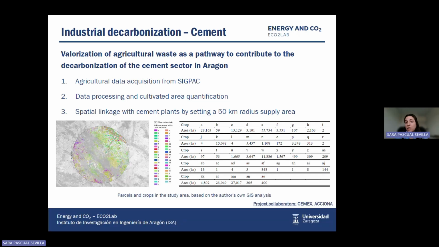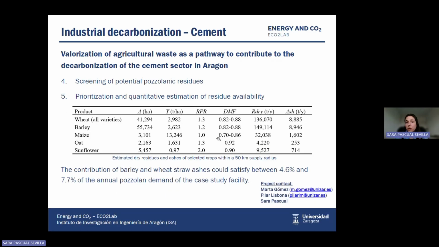This based availability analysis also in a radius of the location of the cement production and the selection of the most promising residues. Results show that with barley straw ashes could cover between 4.6 and 7.7% of the annual clinker demand of the case study.